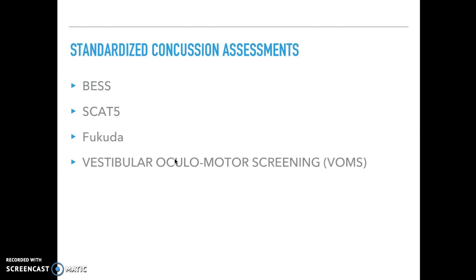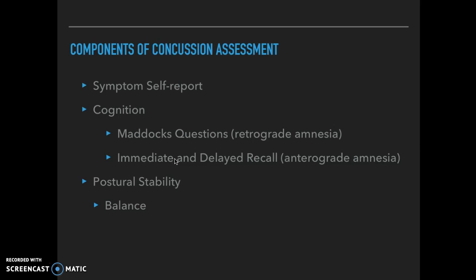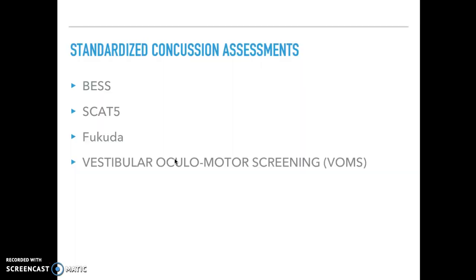So in order to assess these things, the symptom self-report, the cognition, and the postural stability, we can use a series of assessments. And you don't have to do all of them, but we can use standardized concussion assessments to evaluate some of these things. So the best test is the balance error scoring system. SCAT 5 is standardized concussion assessment tool, and then we can do the Fukuda test, which always makes me think of Dr. Cutter because it's one of his favorites. And then we have this new one, and I have it in all caps because it is new and it's very interesting. Shows a lot of potential to be very helpful in concussion management. And that is vestibular oculomotor screening, or VOMS.